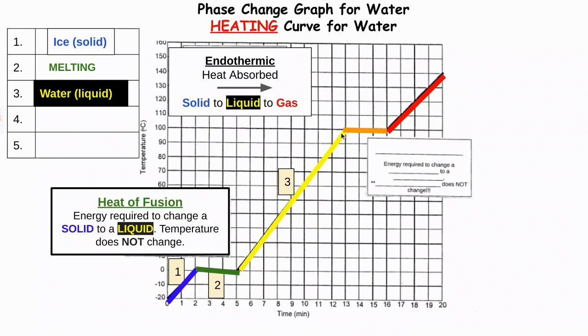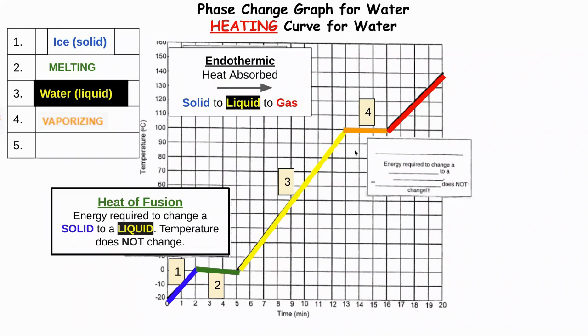From 13 minutes to 16 minutes, you'll notice again the temperature doesn't change. This we'll label as number 4. And it remained water all the way up to 100 degrees Celsius. This plateau is another phase change, so we're going from water to a gas. It is now vaporizing. And at 100 degrees Celsius, the water has reached the boiling point.